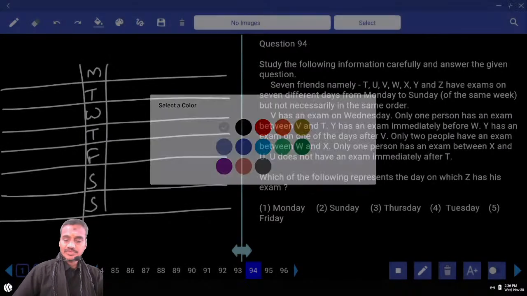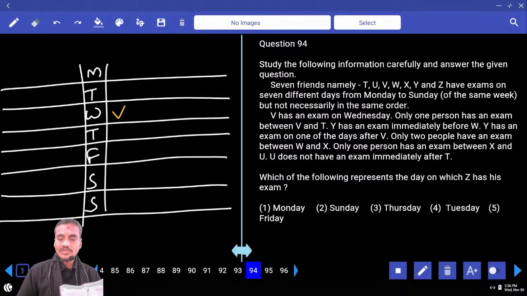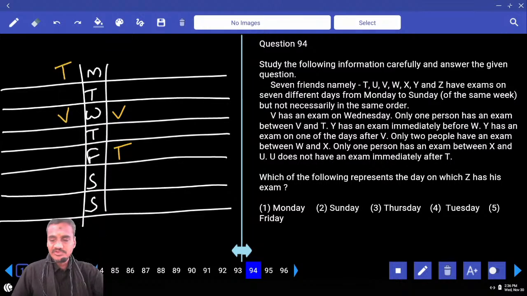Now according to this one, V has an exam on Wednesday. Next, only one person has an exam between V and T. Now between V and T, how many people are there? There must be exactly one. So there are two possibilities: T can be either on Friday or on Monday.